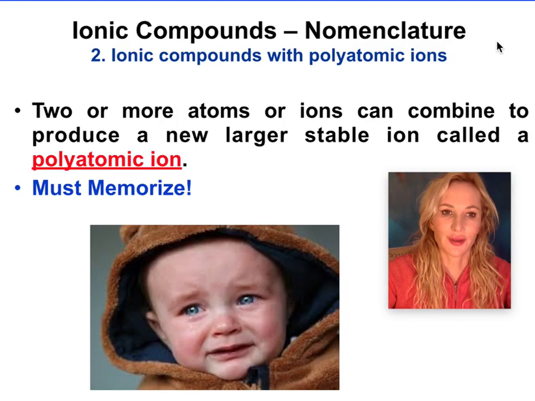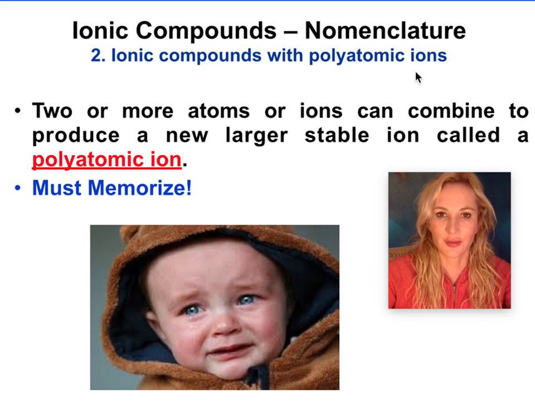Welcome back to naming ionic compounds. This time we are going to take a look at polyatomic ions. Polyatomic ions, poly means many, and then atomic, obviously atoms. So we're looking at atoms that are joined on the periodic table. Polyatomic ions are sometimes called oxyanions because they tend to have negative charge and they tend to contain oxygen.